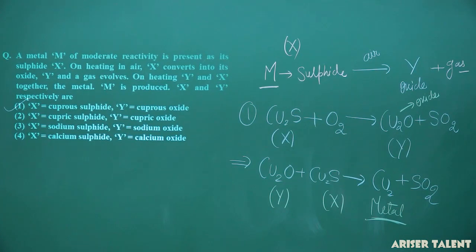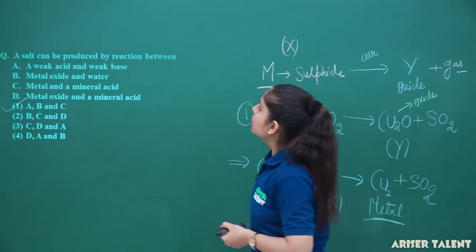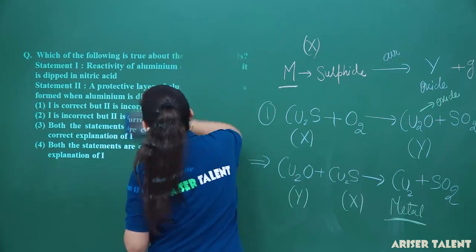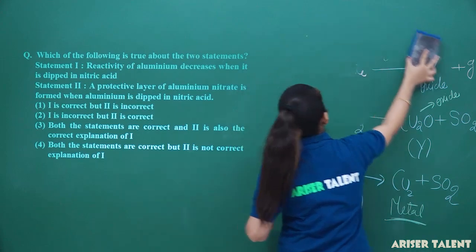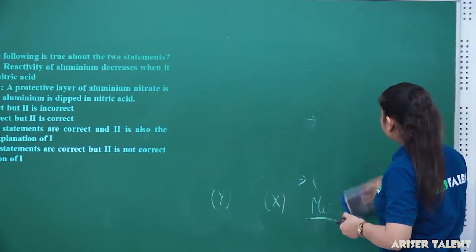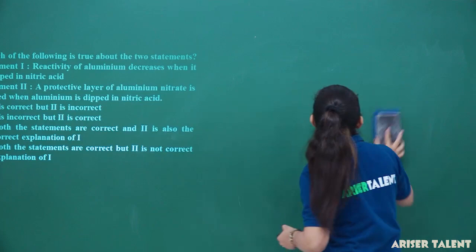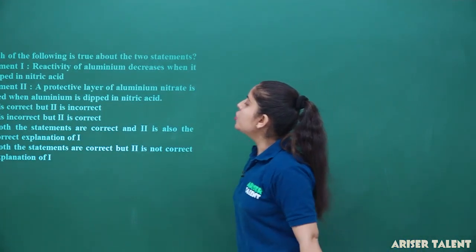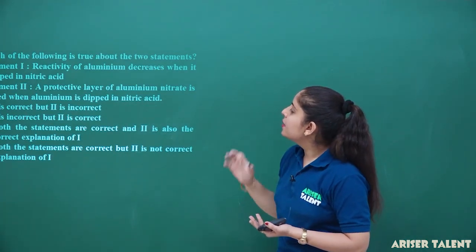Now let us move to the next question in this sequence. This is the question we have. This is actually a two-statement question. Sometimes assertion reason type questions can also be asked in your exam. So read all the statements very carefully. Which of the following is true about the two statements? We are given two statements.